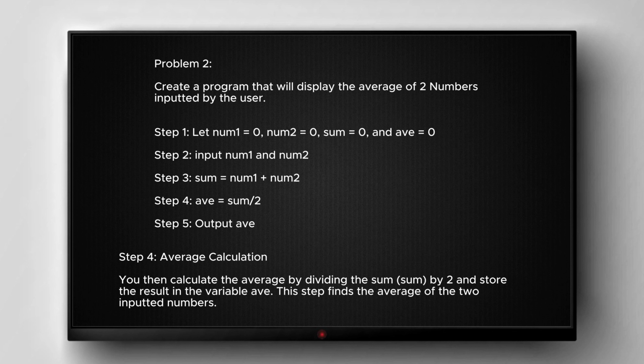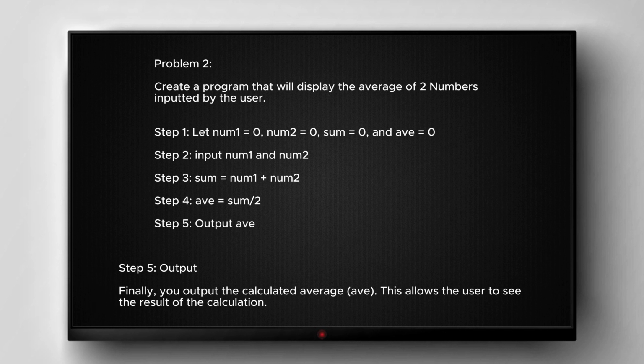Step 4. Average calculation. You then calculate the average by dividing the sum by 2 and store the result in the variable average. This step finds the average of the two inputted numbers. Step 5. Output. Finally, you output the calculated average. This allows the user to see the result of the calculation.